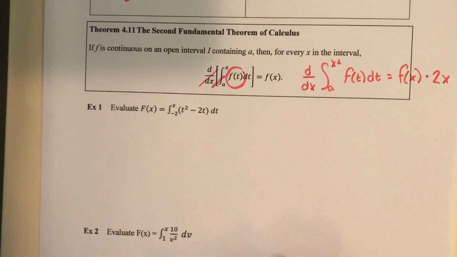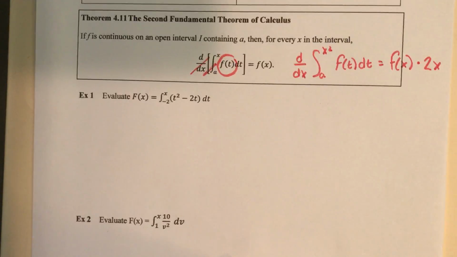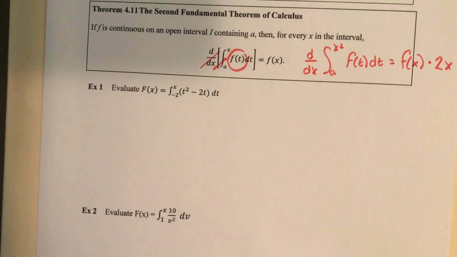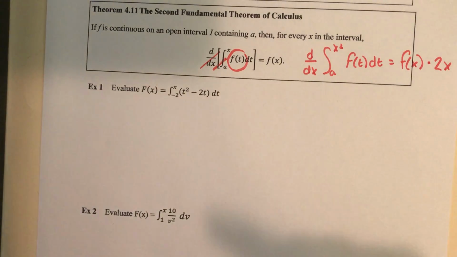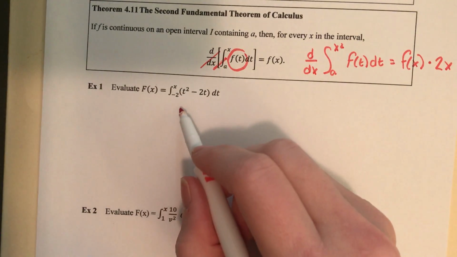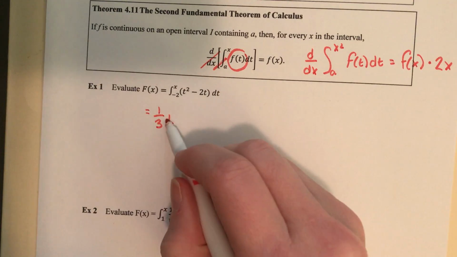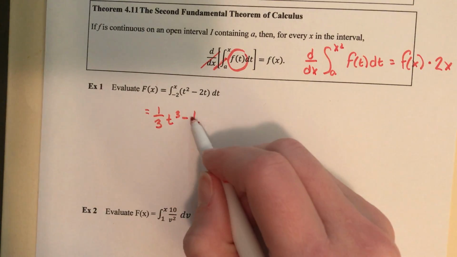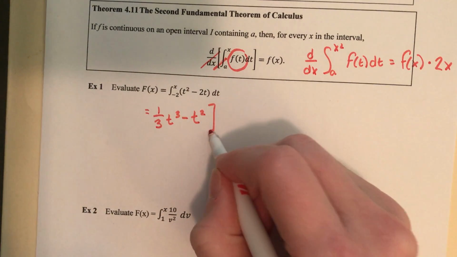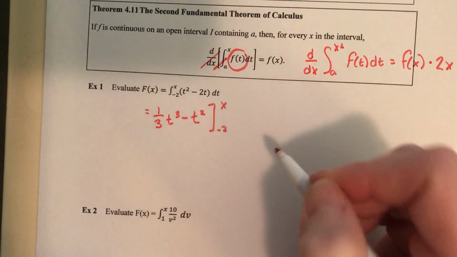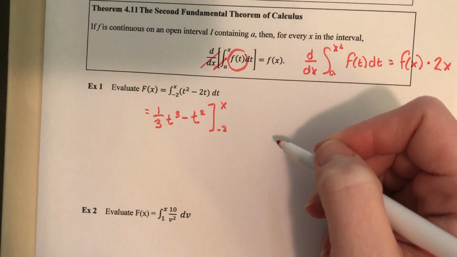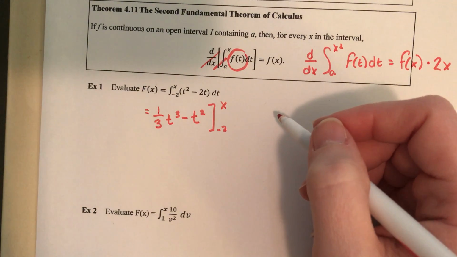Okay, so let's try with number 1. We're going to evaluate the integral from -2 to x of t squared minus 2t dt. So first thing I'm going to do is take the integral. So that's 1/3 t cubed minus t squared. And I'm going to evaluate from -2 to x. Next step, we're going to do top minus bottom.